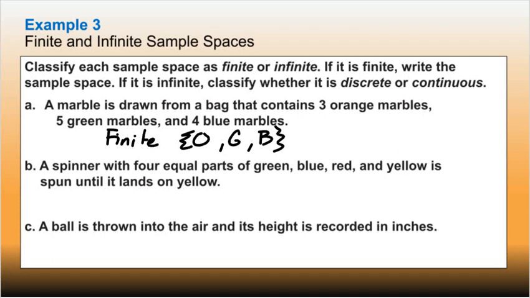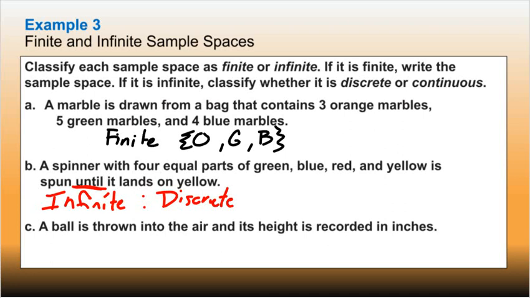Letter B, a spinner with 4 equal parts, green, blue, red, yellow, is spun until it lands on yellow. Until is a key word. So until tells us that's infinite. You do come to an ending, so this would be infinite discrete. You keep spinning it until you land on a yellow. You won't know how many spins that would be because that would be infinite, but it does come to an end.